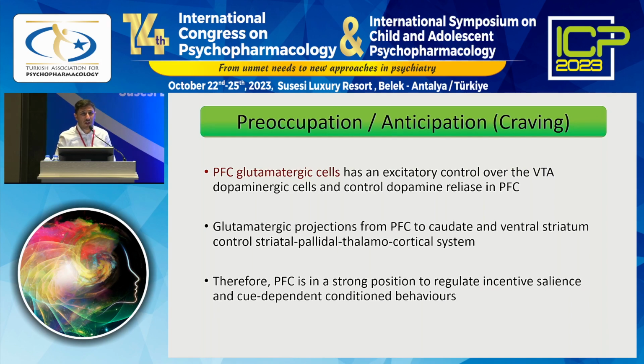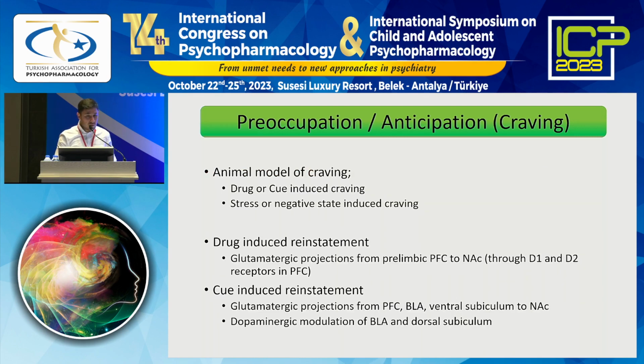The most important actor here is the prefrontal cortex. It is where the executive functions are controlled, and this is where anticipation rises from. Therefore, the impulse control mechanism will be lost, and as a result of this, craving for the substance will take place. You can see different mechanisms in tests where the system is looked into. There are two fundamental craving systems. Number one is craving triggered by the drug, or by stress or a negative state.